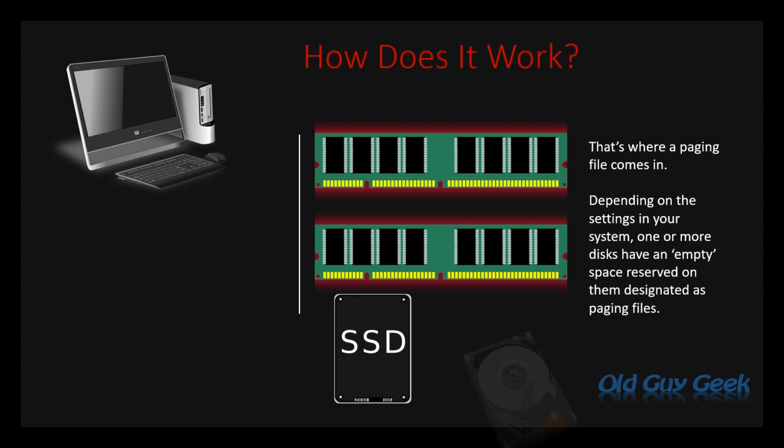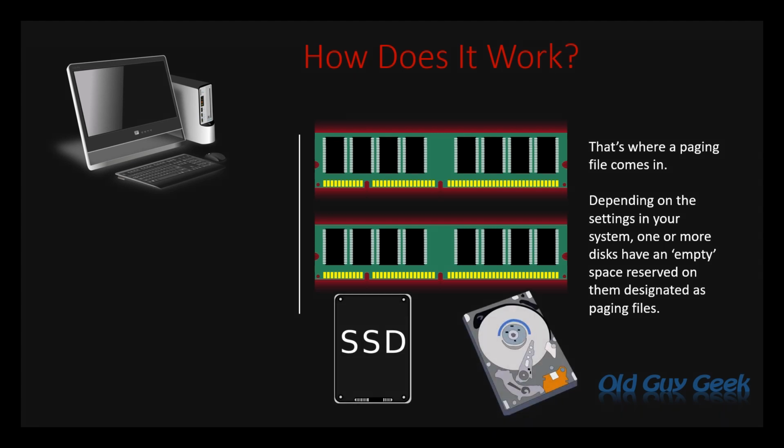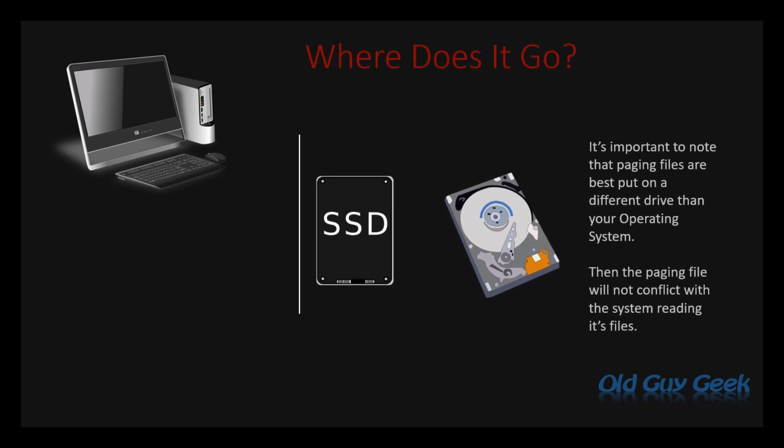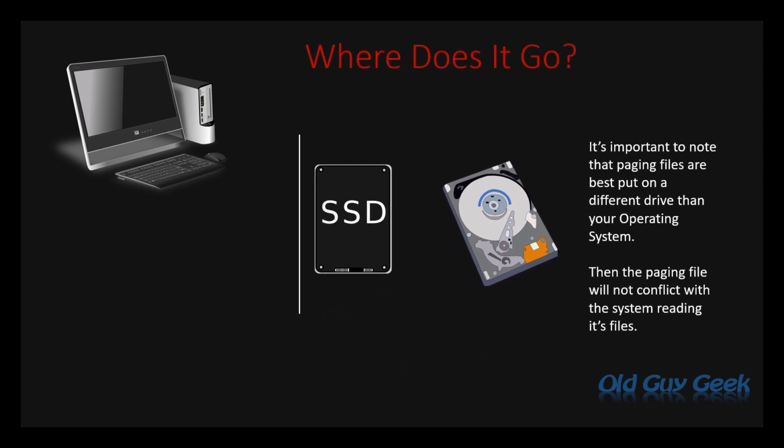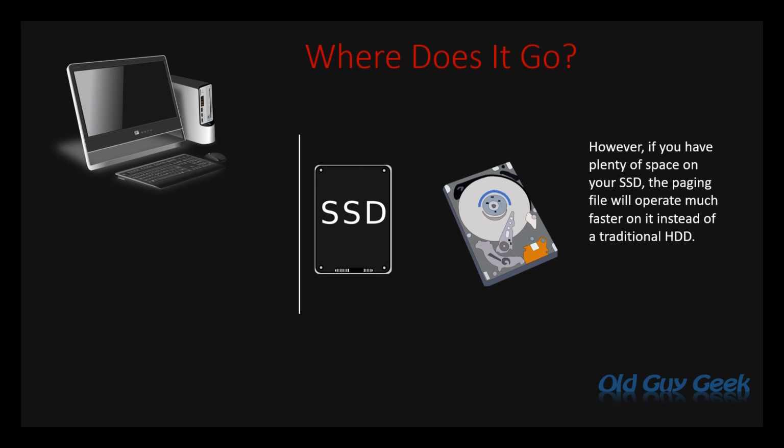Depending upon the settings in your system, one or more disks have an empty space reserved on them designated as paging file space. So where do you put this paging file? Well, it's important to note that paging files are best put on a different drive than your operating system. Then the paging file will not conflict with the system reading its files. That being said, if you have a newer model SSD and have plenty of space, you should put your paging file on the SSD. It'll operate much faster than it would on a traditional HDD.